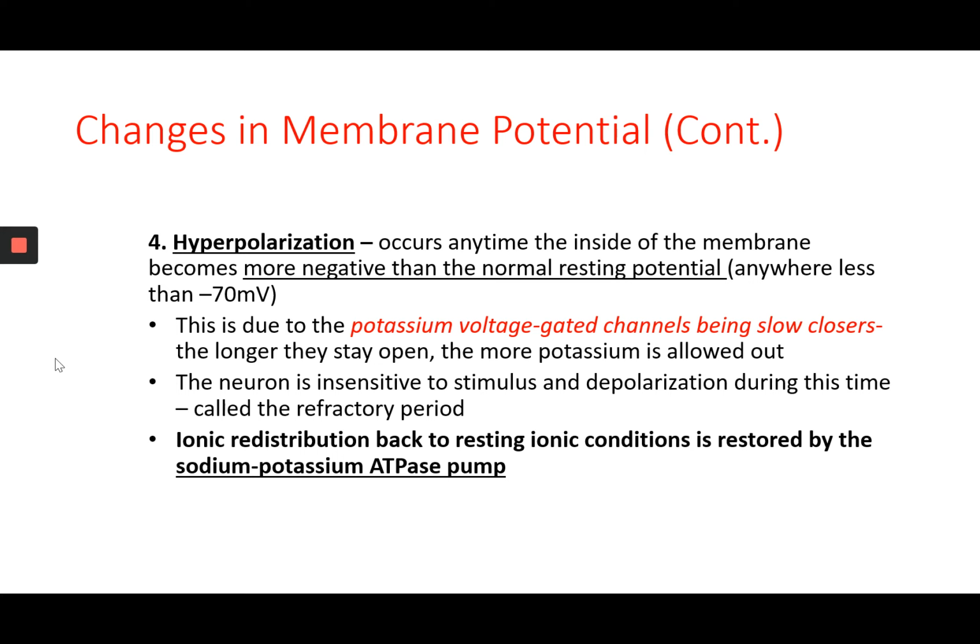Hyperpolarization occurs because the potassium voltage-gated channels are slow closers. What it means to be slow closers is they allow the efflux of even more positive ions than is needed to return back to resting state. So we have a momentary hyperpolarization, or the inside of the membrane becomes more negative than negative 70 millivolts. But again, this is going to be restored because of the ionic redistribution that can be accomplished by the sodium-potassium ATPase. So that pump is responsible for restoring the ionic conditions after hyperpolarization. So hyperpolarization is just when the inside of the cell membrane becomes more negative than the normal resting potential.